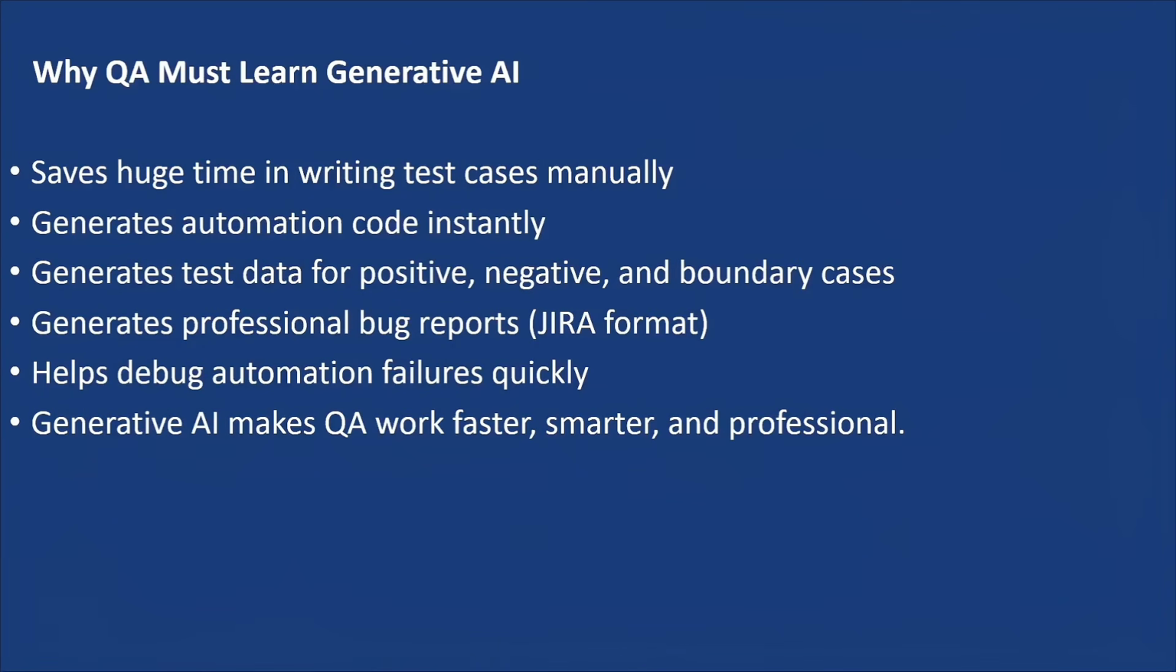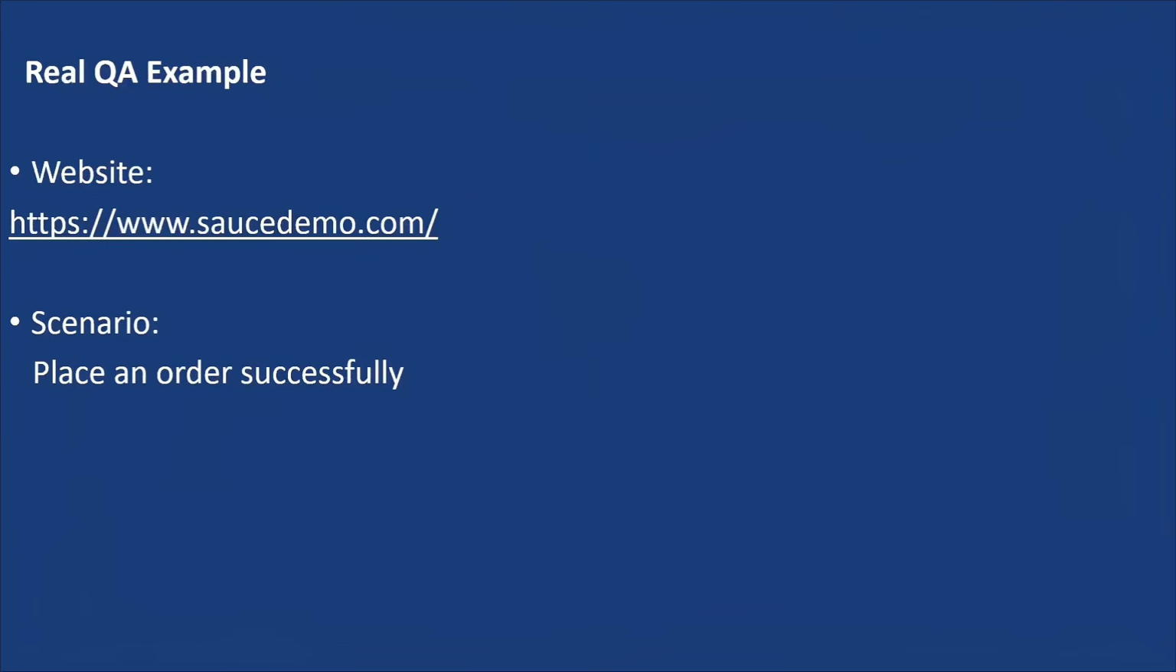Now, why must QA learn generative AI? Because it will save huge time in writing test cases manually. It can generate automation code instantly. It can generate test data for positive, negative, and boundary cases. It generates professional bug reports in the JIRA format, as JIRA is a very renowned bug tracking tool, and it can help in debugging automation failures very quickly. So in short, generative AI makes QA work faster, smarter, and more professional.